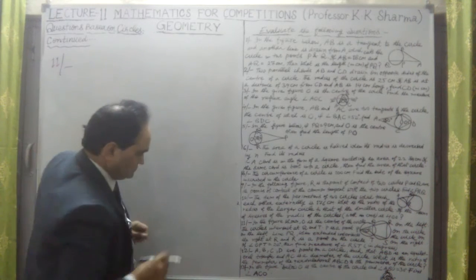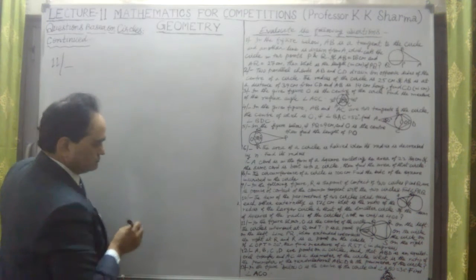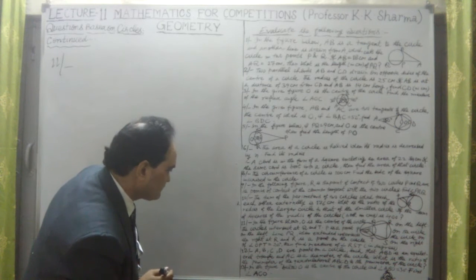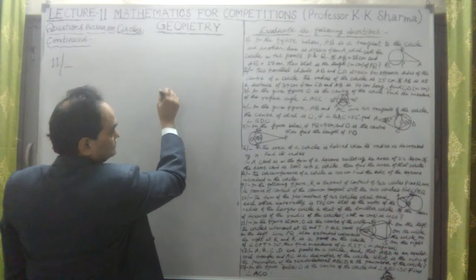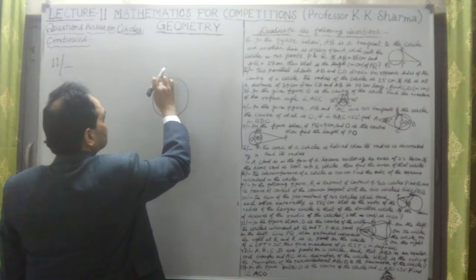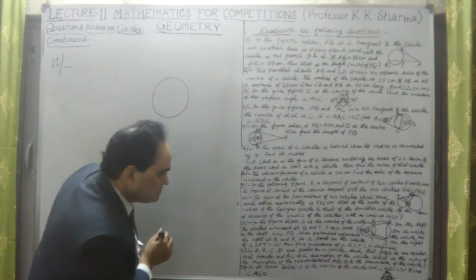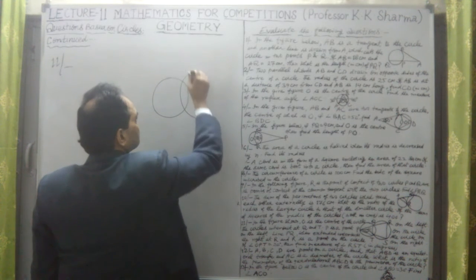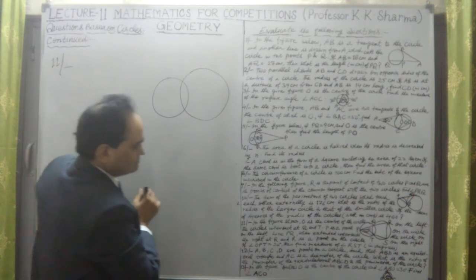The 11th question says, in the figure shown here, O is the center of the circle, and on the left, there are two circles here, a small circle, and this is a larger circle. Smaller circle and larger circle.